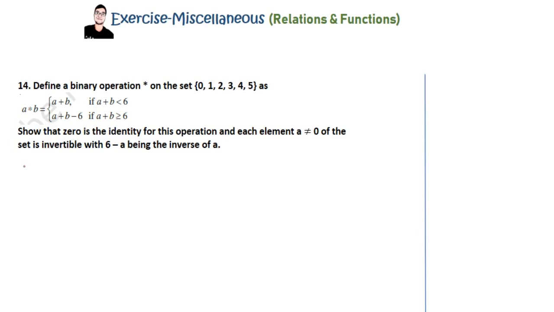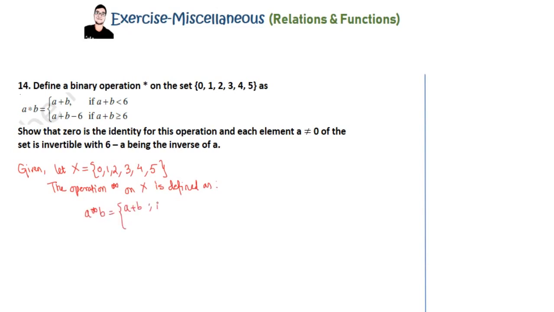So it is given, let X be equal to {0, 1, 2, 3, 4, 5}. Now the operation star on X is defined as a star b is equal to a plus b if a plus b is less than 6, and a plus b minus 6 if a plus b is greater than or equal to 6.